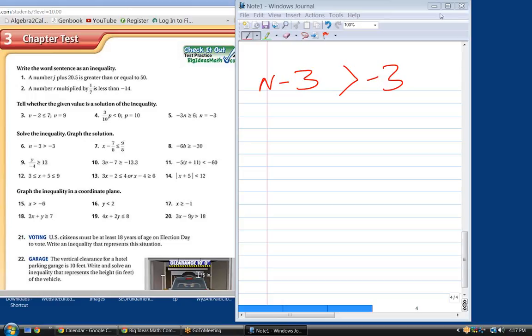You solve it like you would a regular equation? Yeah. It's not a lot of difference. Every now and then there's a difference, but most of the time there's not much difference. So what would I do? So you would add 3 to both sides? Yeah. There's your solution. N is greater than 0. Okay.